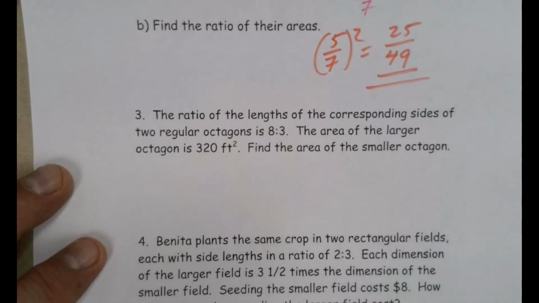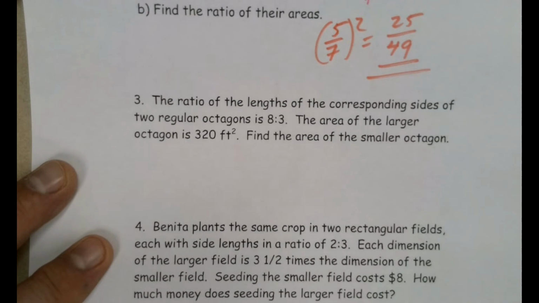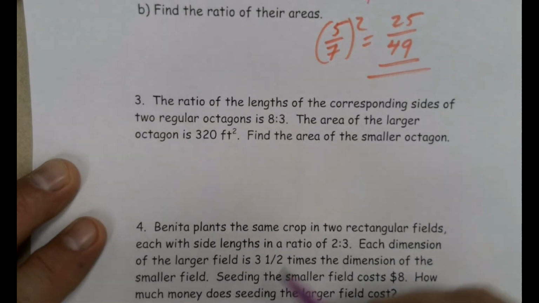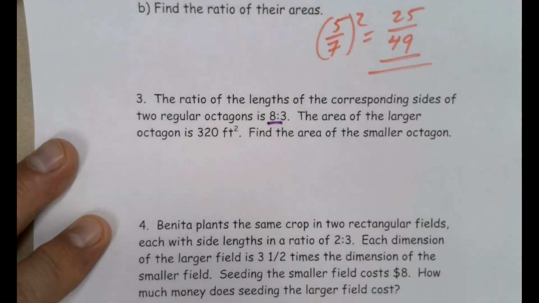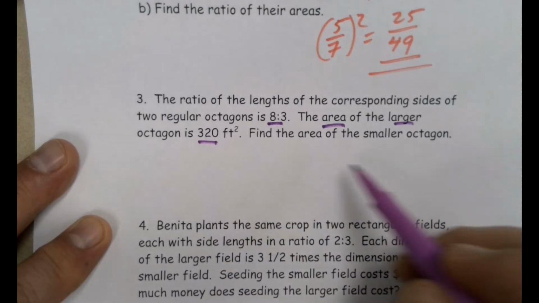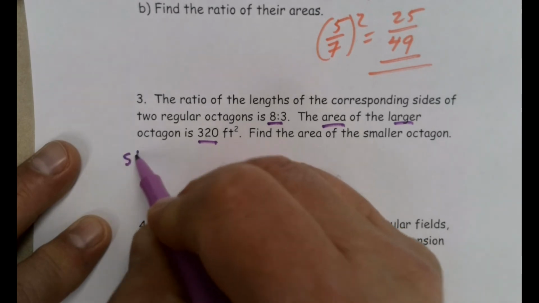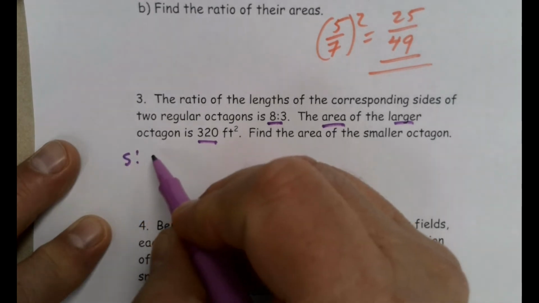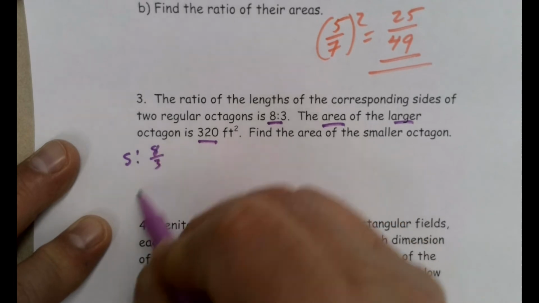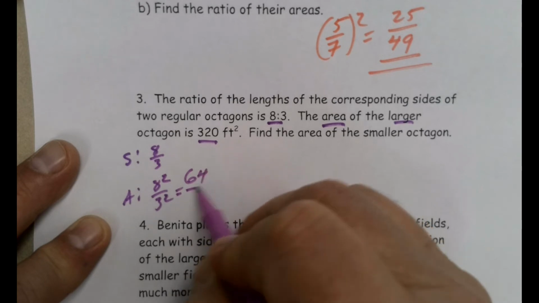Okay, the next one. Ratio of the lengths of the corresponding sides of two regular octagons is 8 to 3. The area of the larger octagon is 320 square feet. Okay, so this was sides, or similarity ratio. This is talking about area. That's the larger one. I want to find the area of the smaller one. Well, if my similarity ratio, or my perimeter ratio, is 8 to 3, my area ratio is going to be 8 squared over 3 squared, or 64 over 9.